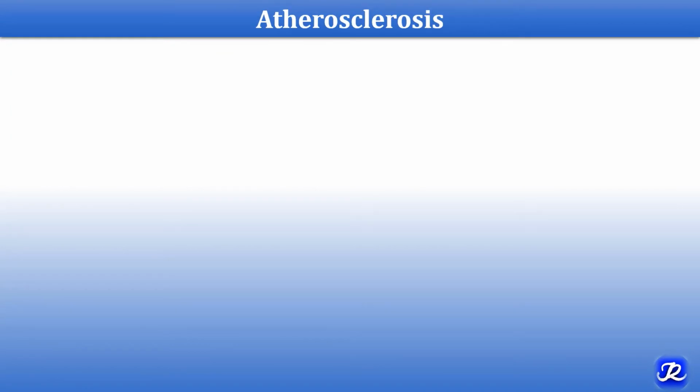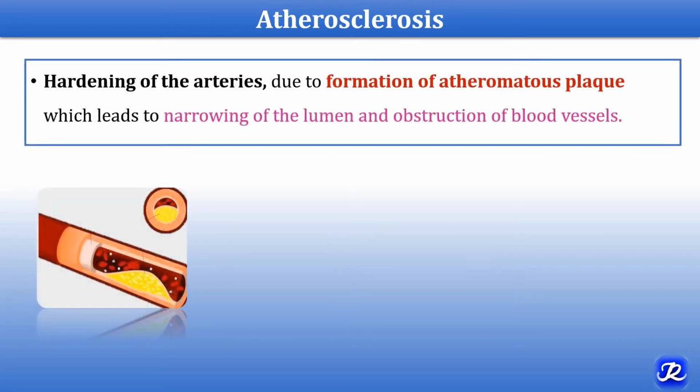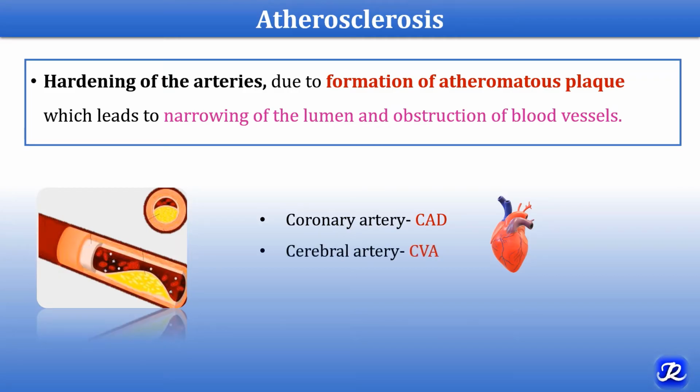What is atherosclerosis? Sclerosis means hardening. It is the hardening of arteries due to formation of atheromatous plaque, which leads to narrowing of the lumen and obstruction of blood vessels. Atherosclerosis affects coronary arteries and it leads to the condition coronary artery disease, which is also called as coronary heart disease or myocardial infarction. It also affects cerebral artery, leading to cerebrovascular accidents or stroke. Or it can also affect peripheral vascular arteries, leading to peripheral vascular diseases.